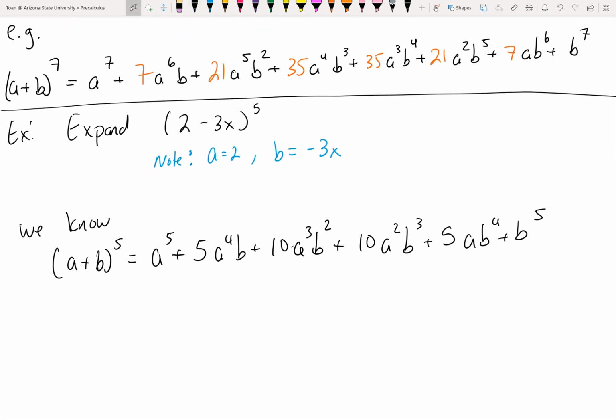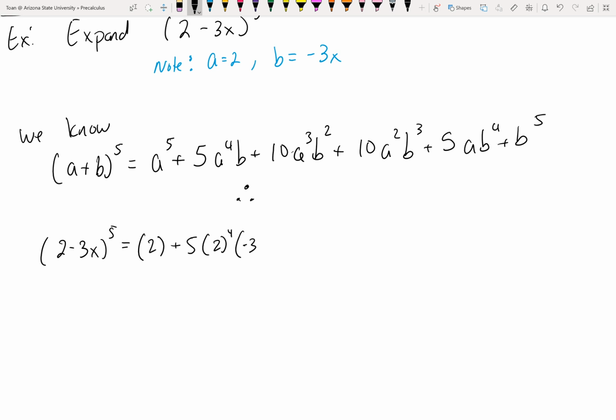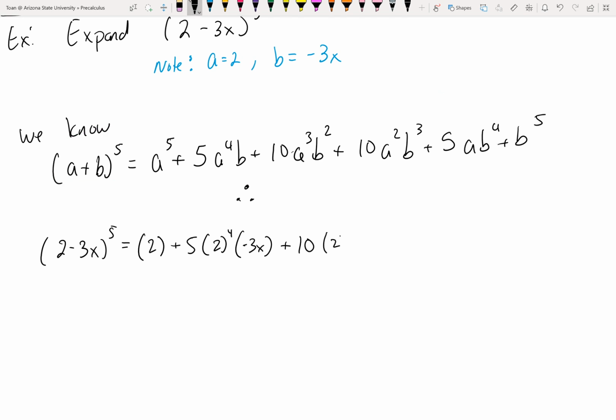And then all you got to do is substitute. Therefore, 2 minus 3x to the 5th power: a is 2, and b is negative 3x. That's it. So I'm just going to literally rewrite this, but do the substitution. Is it a bit of work? Yeah, but I promise you it is a heck of a lot faster than doing all that foiling over and over and over again.